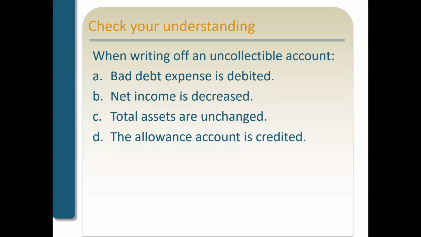When we write off an uncollectible account, A, bad debt expense is debited, B, net income is decreased, C, total assets are unchanged, or D, the allowance account is credited. Let me see what you guys are coming up with.